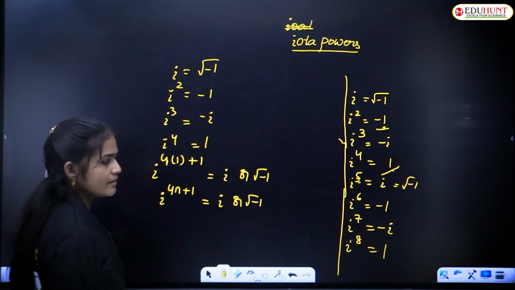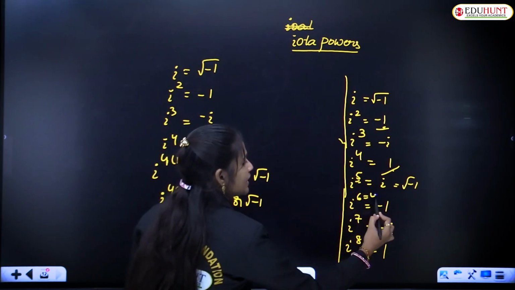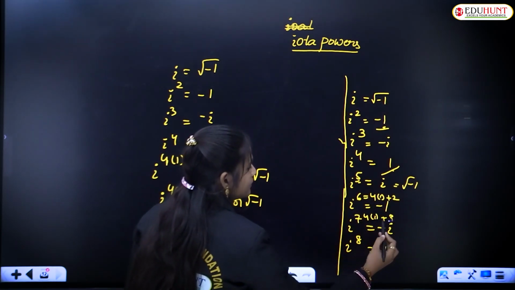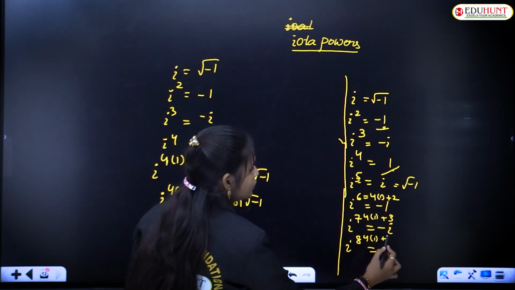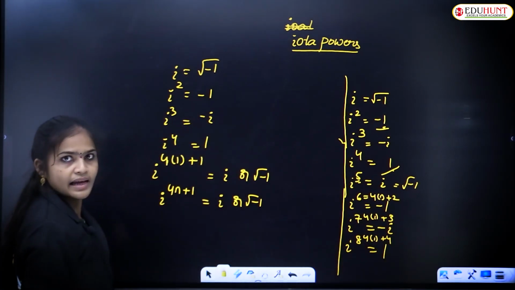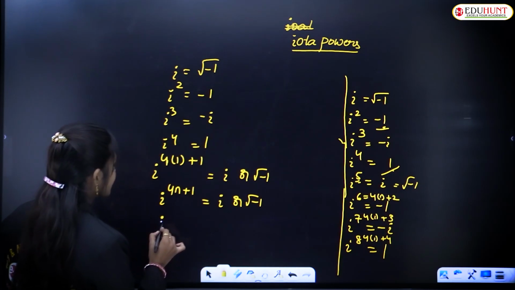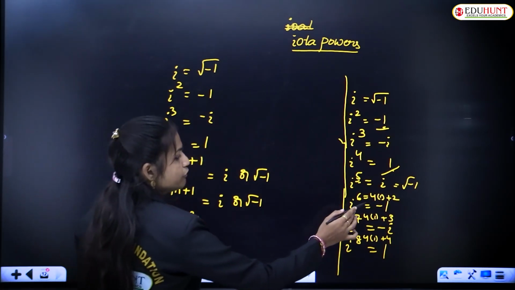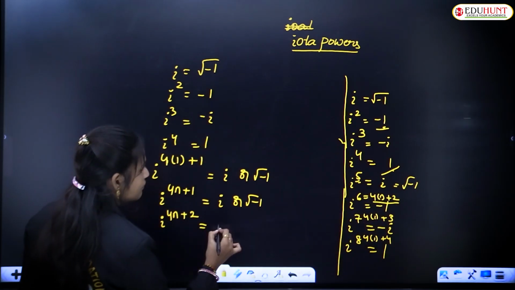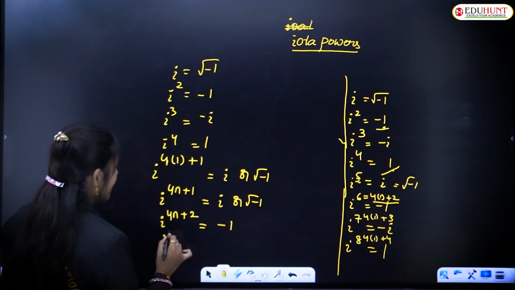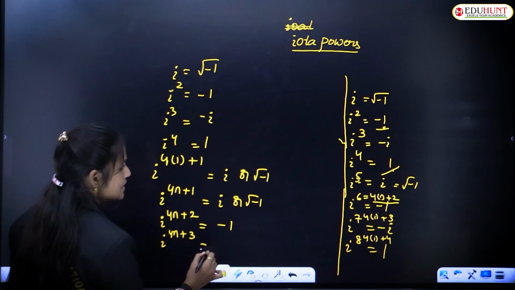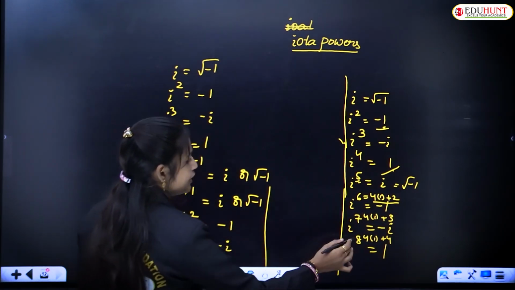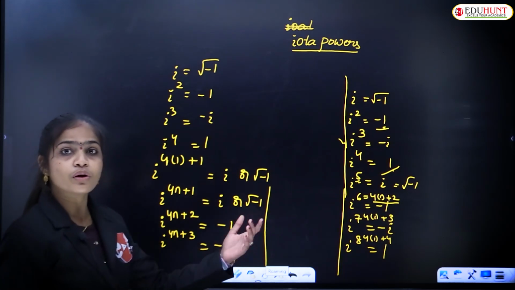Similarly, we can write 4 into 1 plus 2, 4 into 1 plus 3, 4 into 1 plus 4. So like that we can write, no? So here we can say that i power 4n plus 2 is equal to minus 1. i power 4n plus 3 is equal to minus i. And finally 4n plus 4, that is nothing but again 4n only.